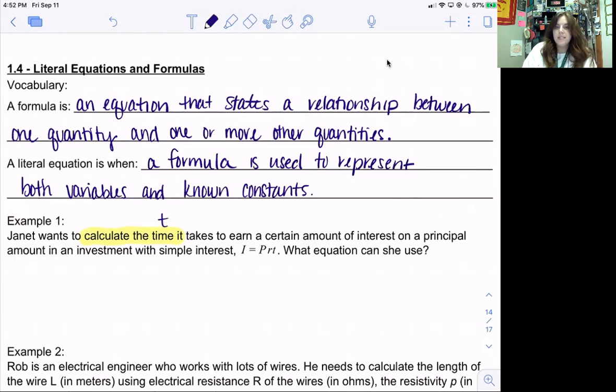Okay, so if we want to get T by itself, with our equation I equals PRT, I'm going to rewrite it just so it's a little bigger. To get T by itself, since everything's being multiplied together, the opposite of multiplication is divide. So we're going to divide by PR. And what we do to one side of the equation, we have to do to the other. So these are going to cancel, and we're left with T equals I divided by PR.